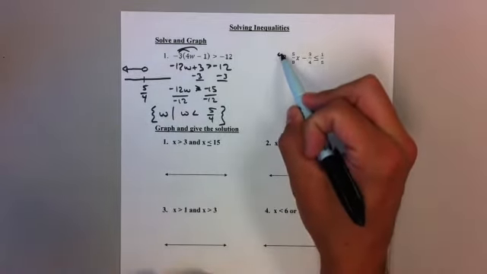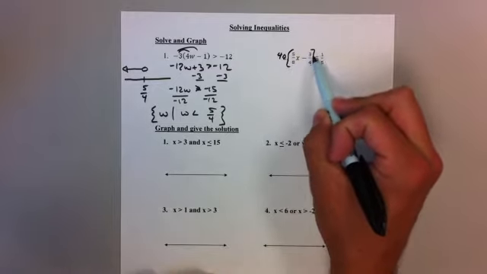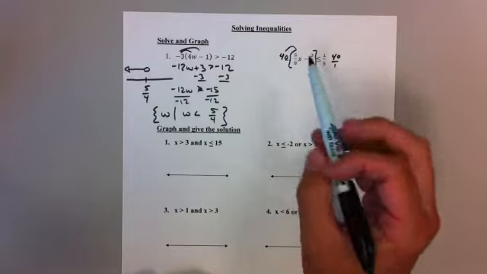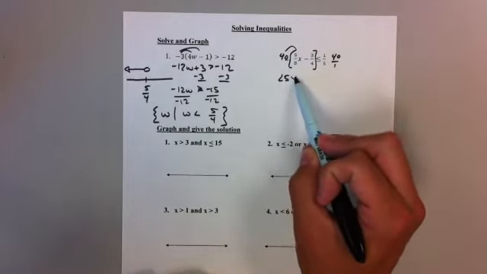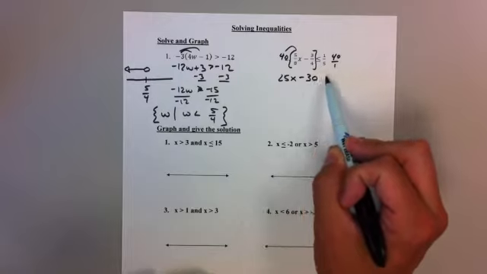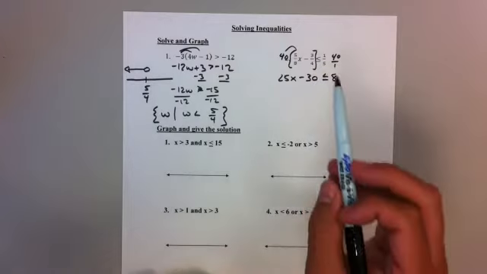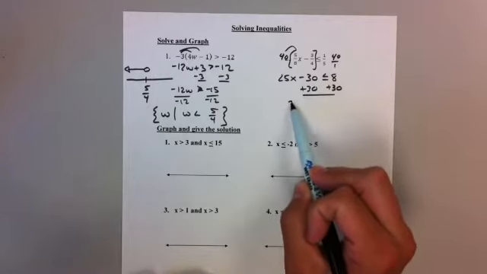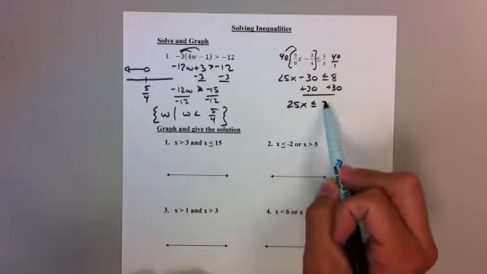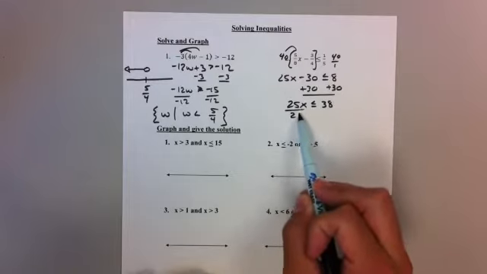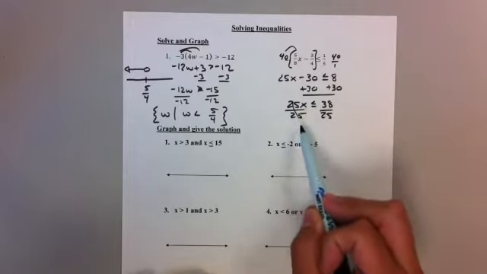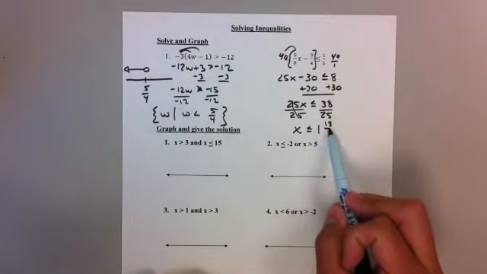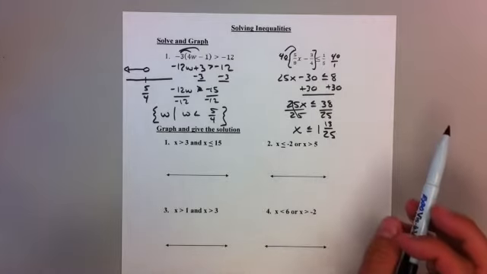So let's multiply this entire left side by 40, and this right side by 40. If I do that, I get 25x minus 30 is less than or equal to 8. So I'd add 30. 25x is less than or equal to 38. Divide by 25. x is less than or equal to 1 and 13/25 if I want to write it as a mixed number.